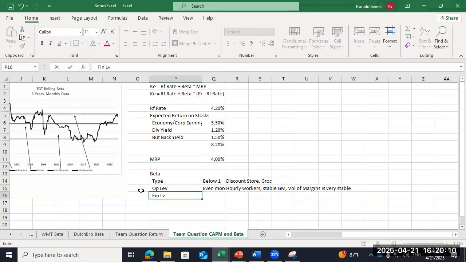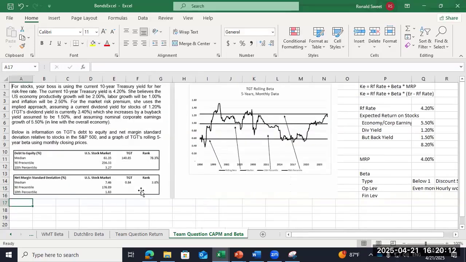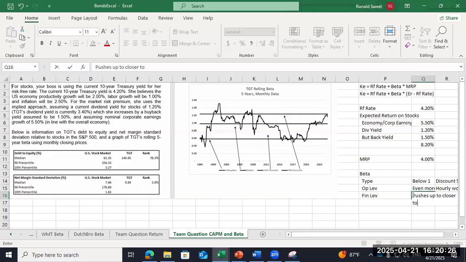Financial leverage, what did you see there? So a little bit high, right? 78%, so high debt pushes up closer to 1. And what does history say?